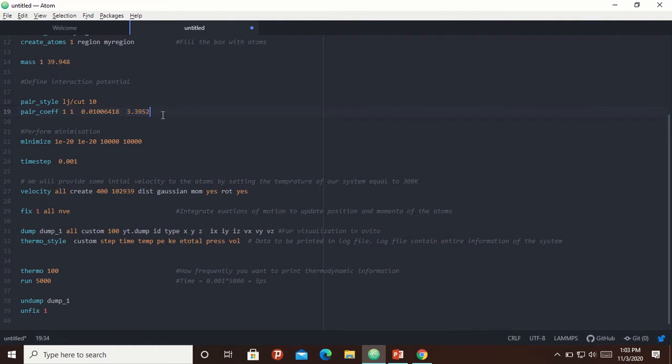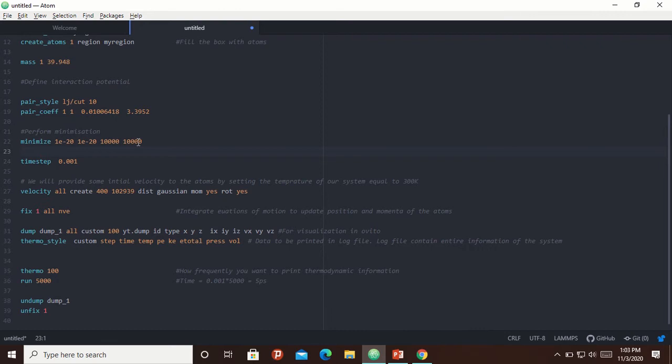And what does this mean? I have created a video on LJ potential. You can see that video and learn about LJ potential. I have stated there in a very clear manner what these values actually mean. Okay. So now after defining the interaction potential, I will perform the minimization.